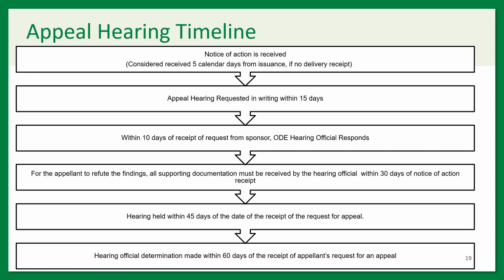The following slide shows a timeline of the appeal hearing process. Notice of action is received by the sponsor and the responsible principals and individuals affected. The sponsor has 15 days to request an appeal in writing. If an in-person hearing is wanted, it must be requested in the written request. Within 10 days of ODE CNP's receipt of the request for appeal hearing, ODE CNP's hearing official responds.